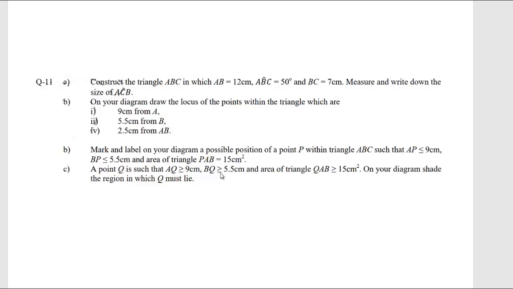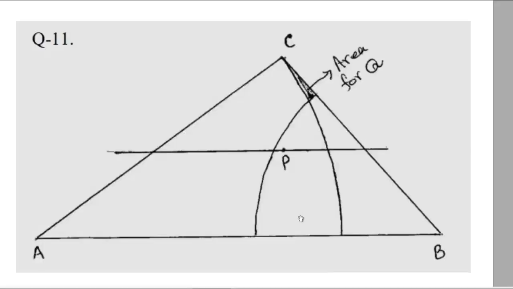Also, BQ is greater than or equal to 5.5. So B is the point and Q is the point of locus. So the distance of the locus from B, that is a circle, is greater than or equal to 5.5. It means that Q will also be on this circle, or it will be on the left side of this circle as well, away from this circle. So if it is on the right side of this circle, the distance of Q from B will be more than 5.5 centimeters.